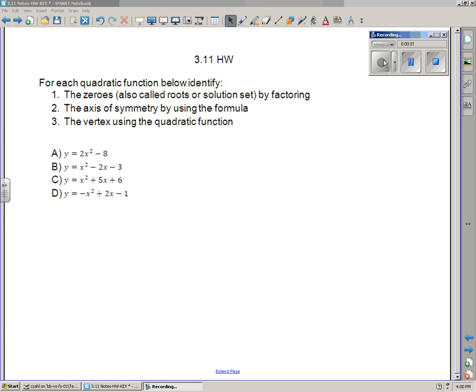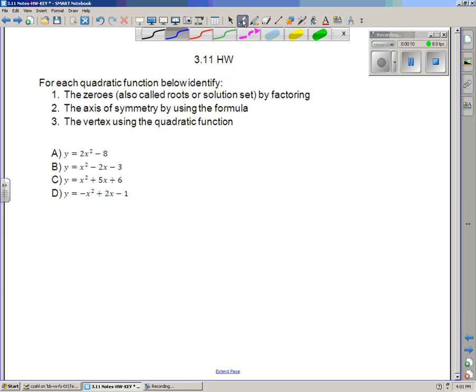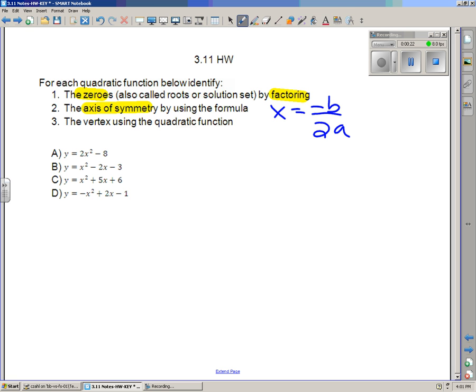Okay, so this is going to be the homework that you're supposed to be doing tonight on 311. For each of the quadratics below, there are 3 things we have to do. The first thing is to find the zeros, and the only way to find the zeros is by factoring. The second thing is to find the axis of symmetry, which has to be found by using the formula x equals negative b over 2a. The third thing is to find the vertex, using the axis of symmetry and plugging in to find y.